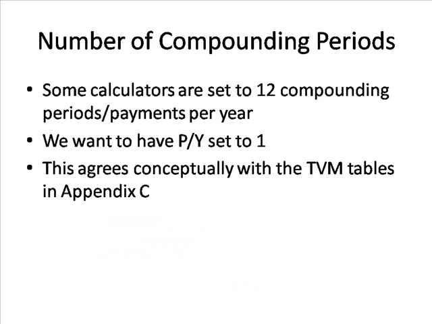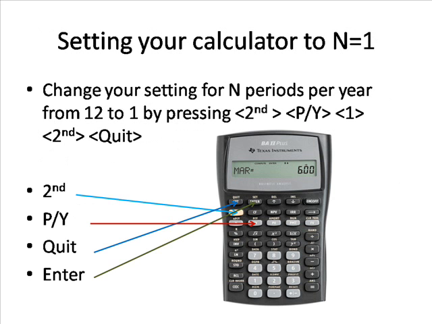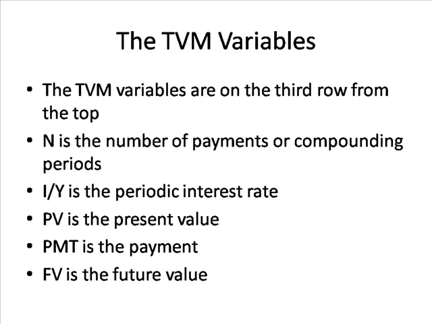The calculator also sometimes ships from the factory with 12 compounding periods or 12 payments per year setting as the default. We want our calculator's payments per year setting to be 1 in order to conform with the time value of money tables in our textbook. Let's change the setting by pressing the second key, then pressing the P/Y key. Let's enter 1, then press the enter key, and finally once again we can get out of here by pressing the second key, then pressing the quit key.